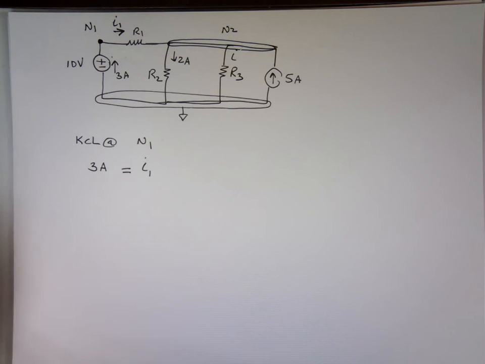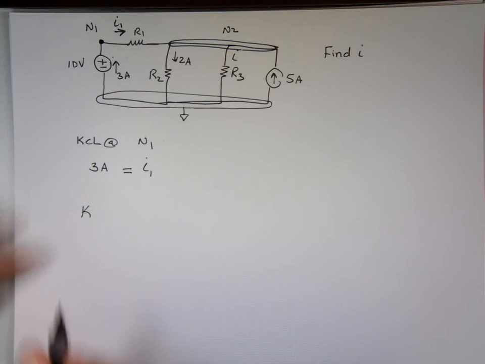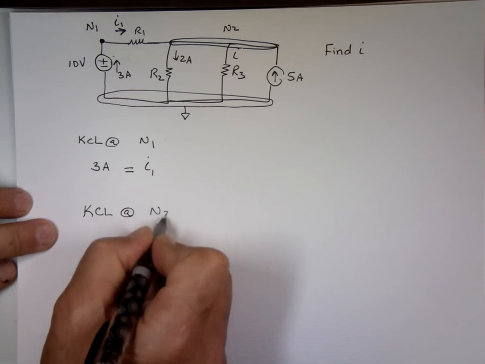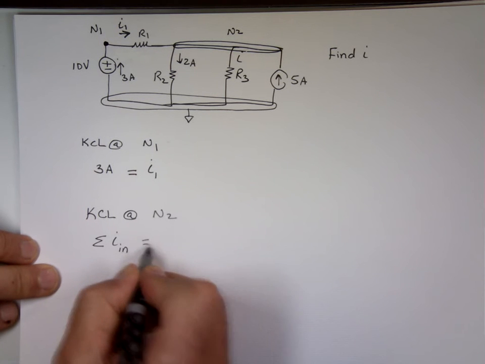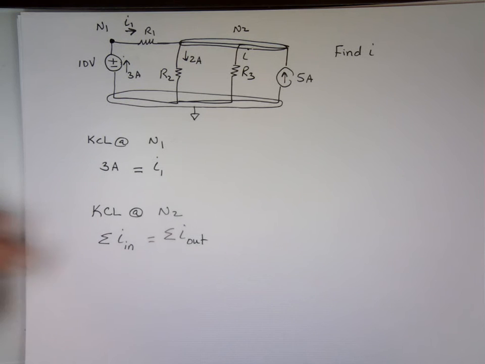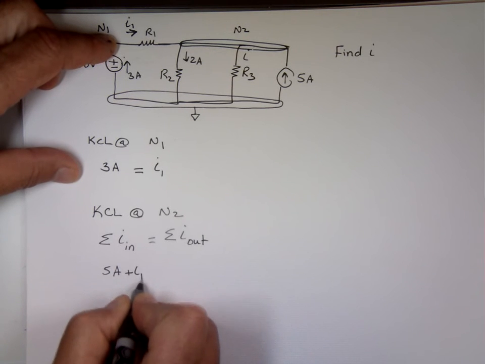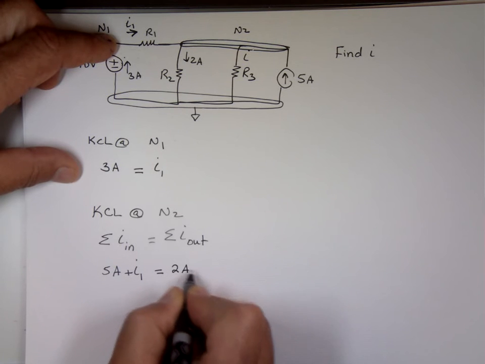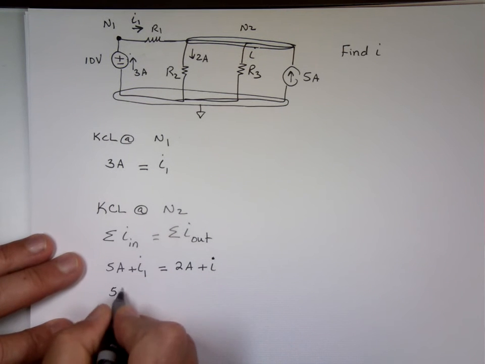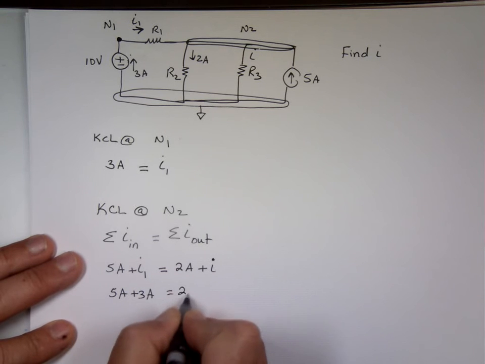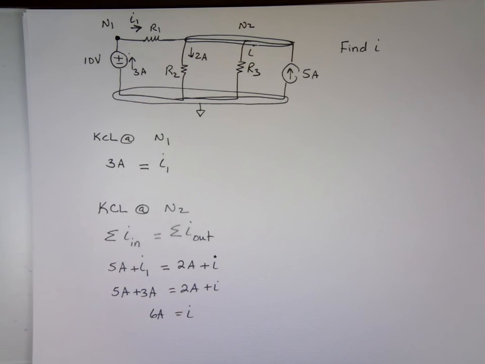Now I do KCL. The question is to find I. KCL at node 2. What is the current going to that node? The sum of the current going into the node should equal the sum of the current coming out of that node. What is going to that node? 5 amp plus I sub 1. And what's leaving that node? 2 amp plus I. But wait a minute, we just calculated I1 to be what? 3 amps? Eight minus 2, which is what? 6 amp. That's what the current will be.